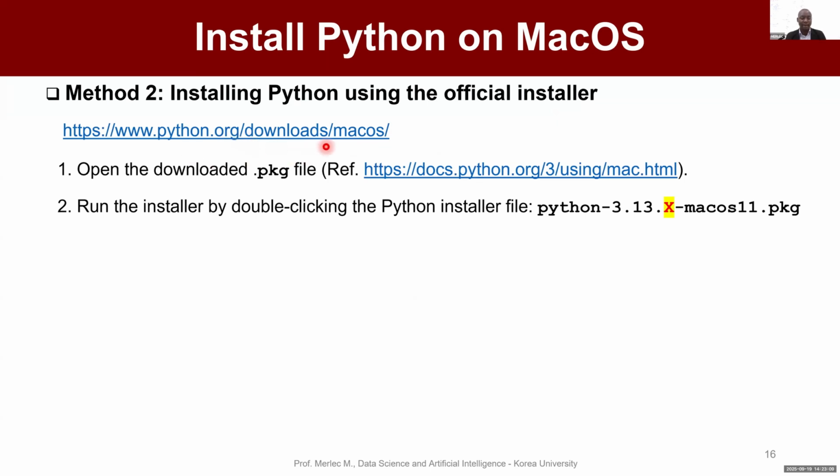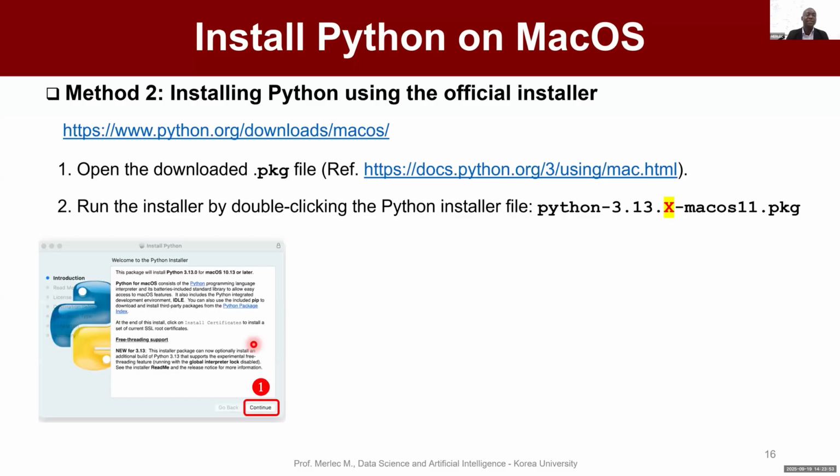Just go to the website, into the Mac menu, and from there you can download the installer for Mac OS with the extension .pkg, which stands for package. Then you can just double click on the pkg file. Depending on the version, it will be here 13.7, and then this will be the version of your Mac OS, like 11.